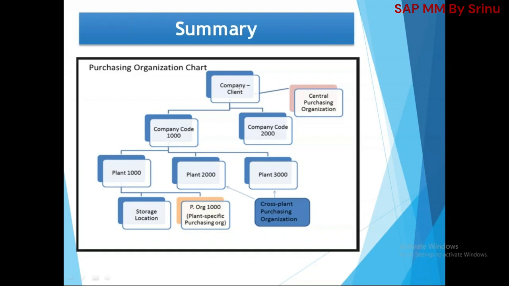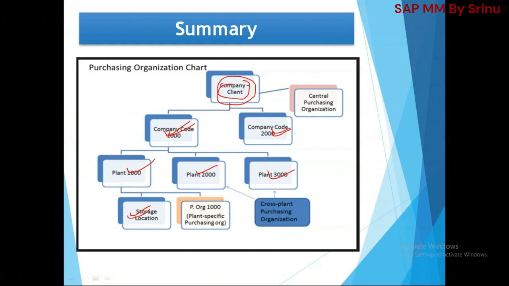First we will have the client. Under the client, you will have the company codes. Under the company code, you see there are three plants. Under the plant you will have storage locations.